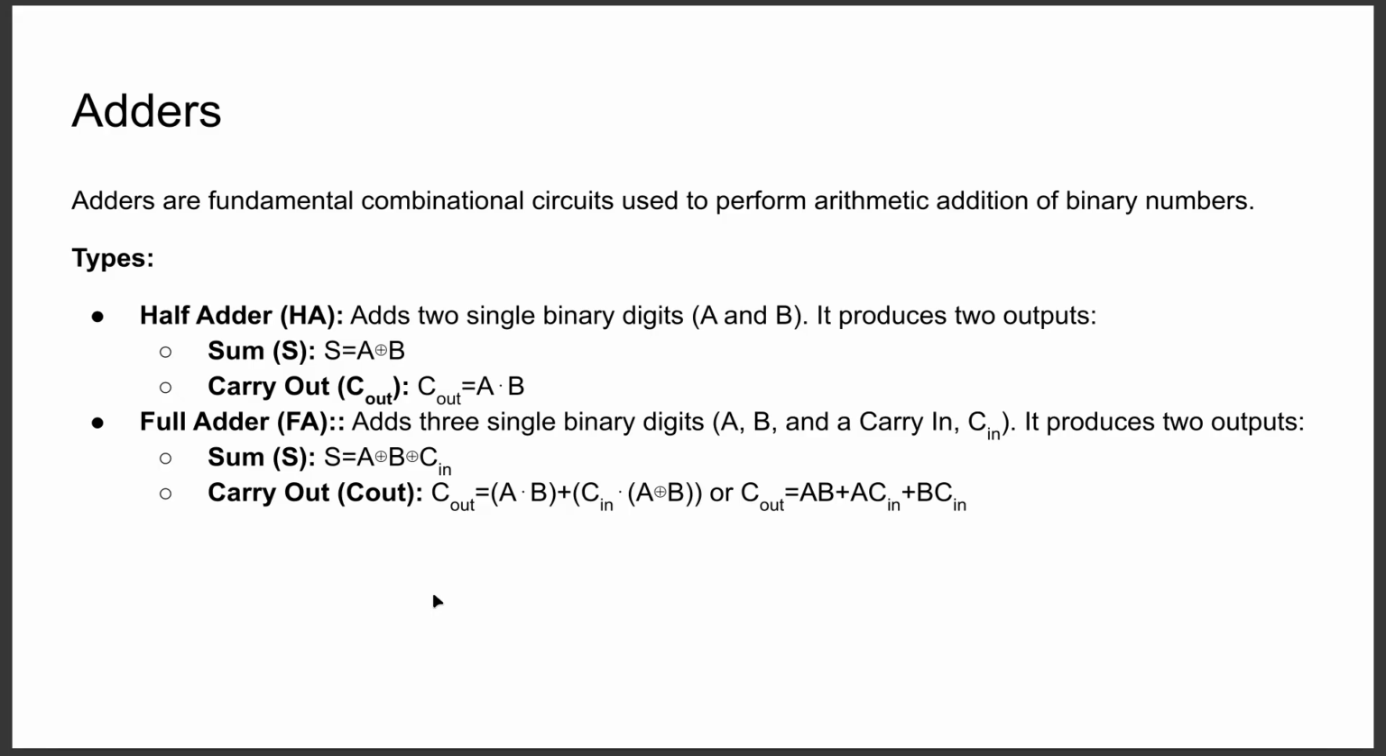A full adder adds three single binary digits: A, B, and a carry in, C in. It produces two outputs: the sum, which is A exclusive OR B exclusive OR C in, and the carry out, which is equal to A and B, or C in and A exclusive OR B, or simplified, A and B, or A and C in, or B and C in.